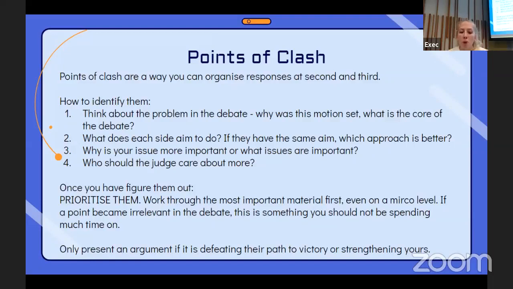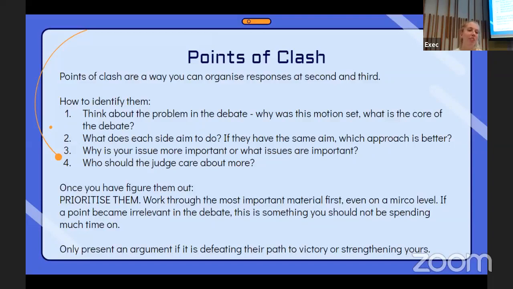So work through the most important material in the debate first. Even on a micro level, within the groups of responses, if you had a really strong response, you should put that first and then save the rest for later. So if a point became irrelevant in the debate, within a point of clash, maybe you had a little sub point about the currency that you pay teachers in, you should probably not be spending a lot of time on that, because you have to spend the majority of your time on the things that are going to get you towards the win.